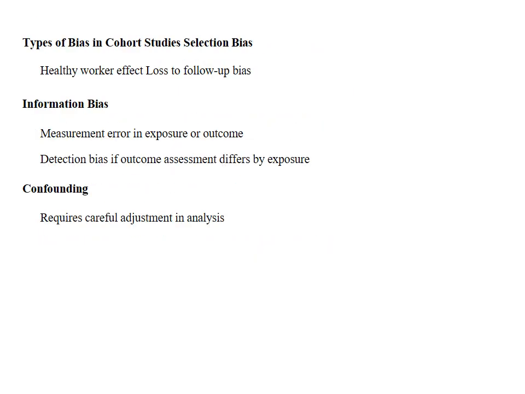Types of bias in cohort studies: selection bias, healthy worker effect, loss to follow-up bias. Information bias, measurement error in exposure or outcome. Detection bias, if outcome assessment differs by exposure. Confounding requires careful assessment.